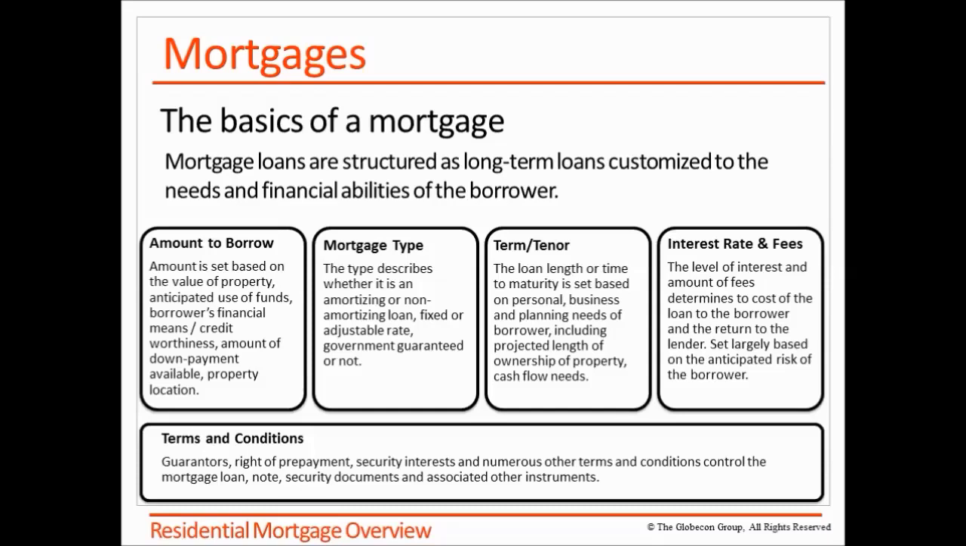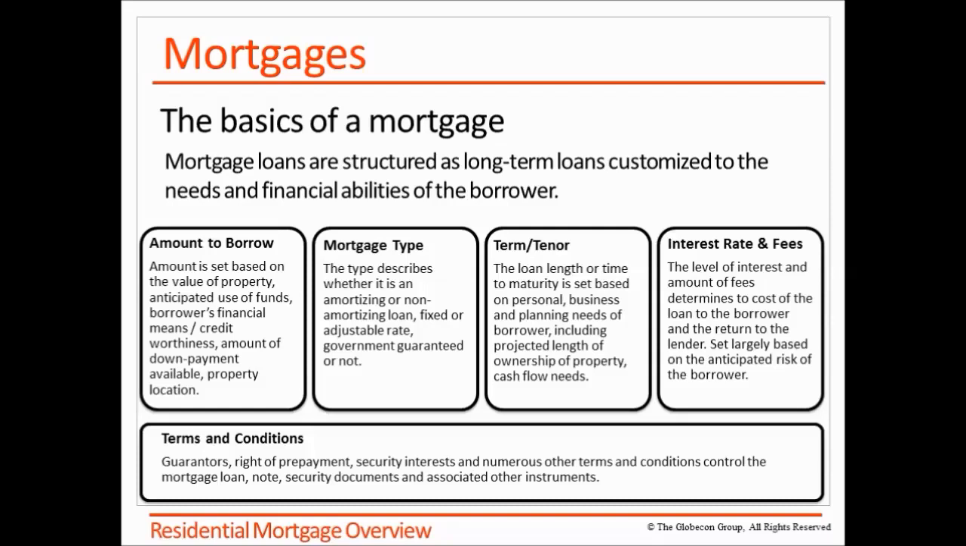Another common element is the mortgage type. So there's a whole wide variety of different types of mortgages, which we're going to discuss here in a minute. And the main differences are whether or not the loan amortizes, whether it has a fixed or adjustable rate, and whether it's government guaranteed or not. So those are some of the common elements when we start looking at mortgage type. The next common element is the term or the tenor. This is the loan length or time to maturity, and it tends to be 30 years in the U.S., but can be much less or much greater depending upon the need of the borrower and the creditworthiness of the borrower.